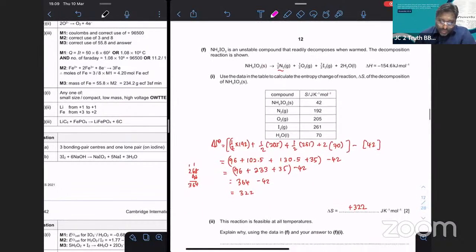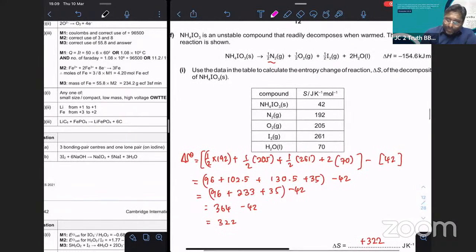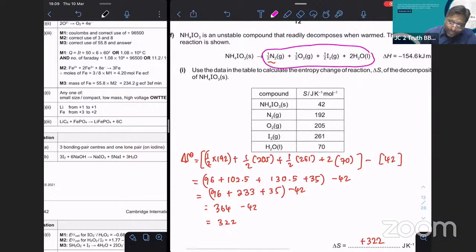Here, this compound is an unstable compound that readily decomposes when warmed. The decomposition reaction is shown. You are going to use the data to calculate the entropy change of the reaction. In order to do this, it is quite simple. We just need to find the entropy of the products minus the entropy of the reactants. When you calculate, make sure you put the half over there.